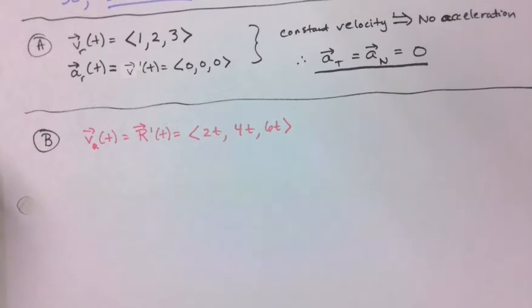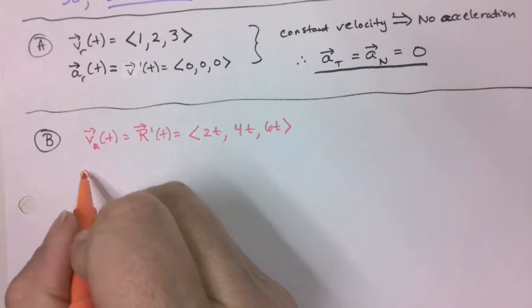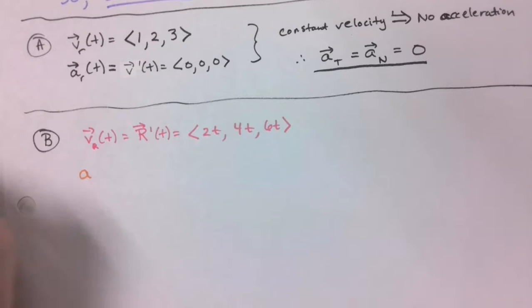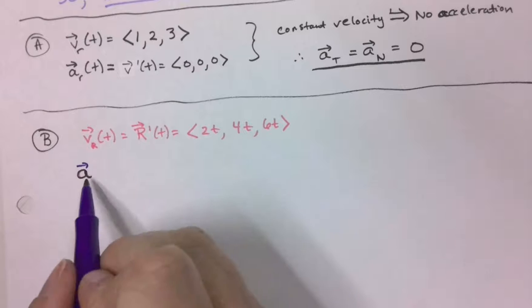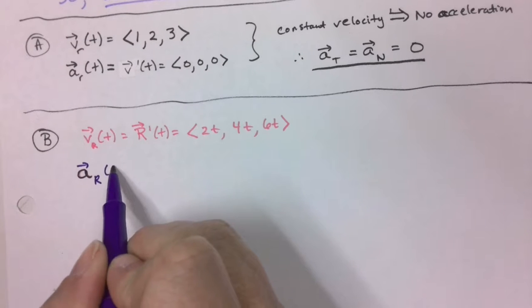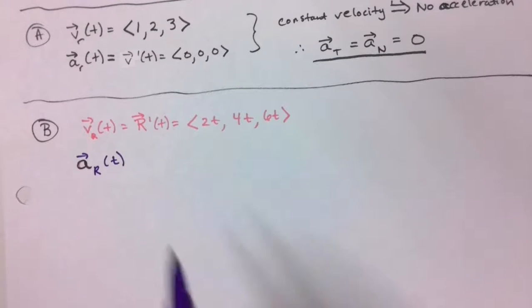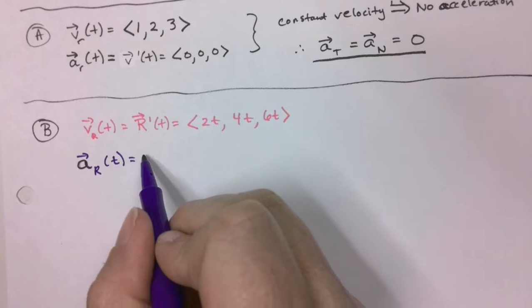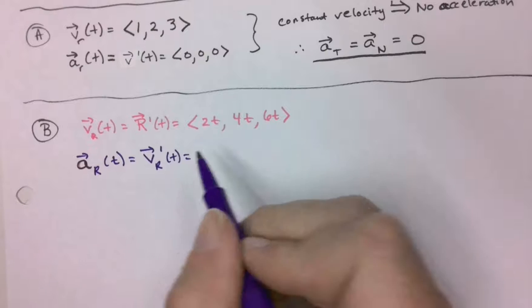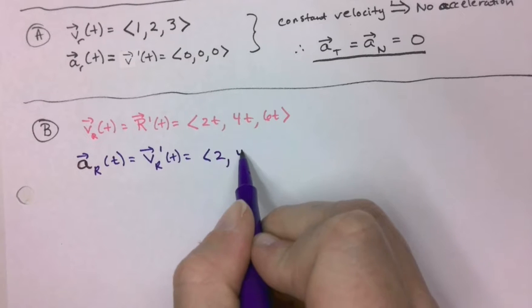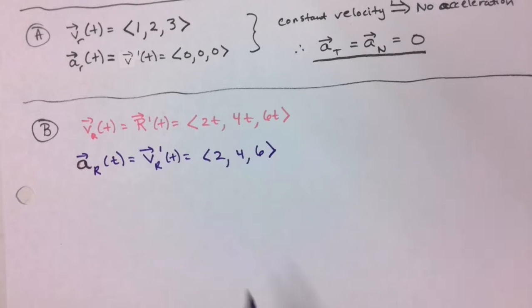All right. Now, what about the acceleration vector? The acceleration vector, I don't want to use orange, sorry, purple. Okay, so the acceleration vector for capital R would be equal to the derivative of the velocity vector for capital R, which would be 2, 4, and 6. So the derivative of that one.